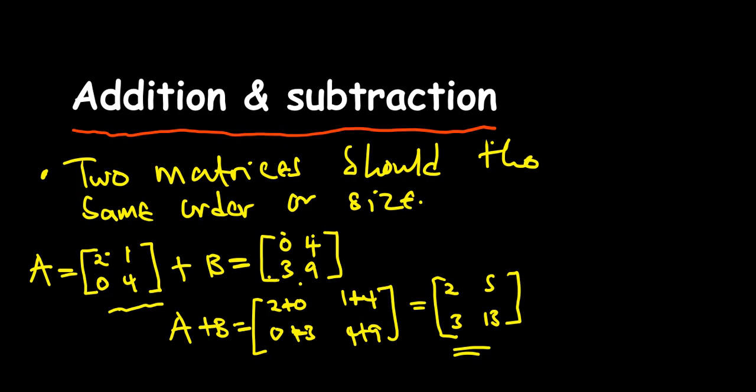Okay, so that's the important property that you should know when it comes to addition and subtraction. The two matrices that you are either subtracting or adding should have the same size, or the same what, order. Okay, so for subtraction you also do the same thing.